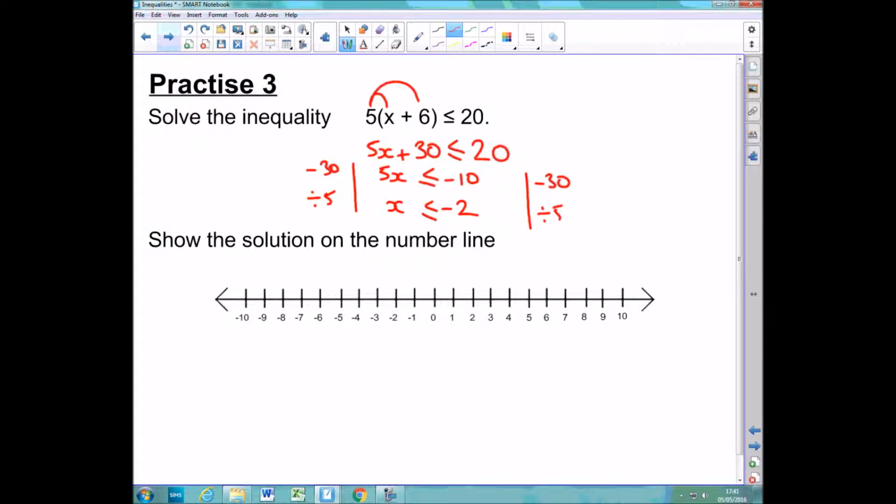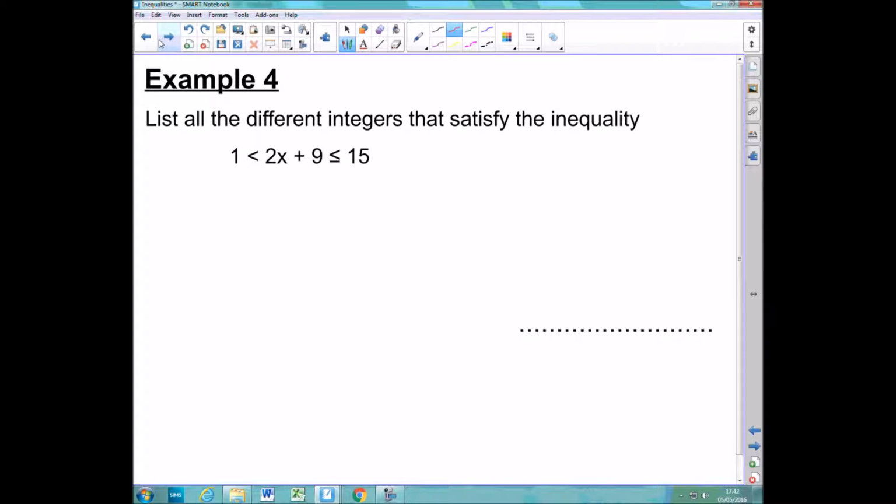So again, I want to show this solution on my number line. So x is smaller than or equal to minus 2 is going to be a filled in blob. And my arrow needs to be pointing to all the numbers smaller than minus 2, which is down the number line like that.